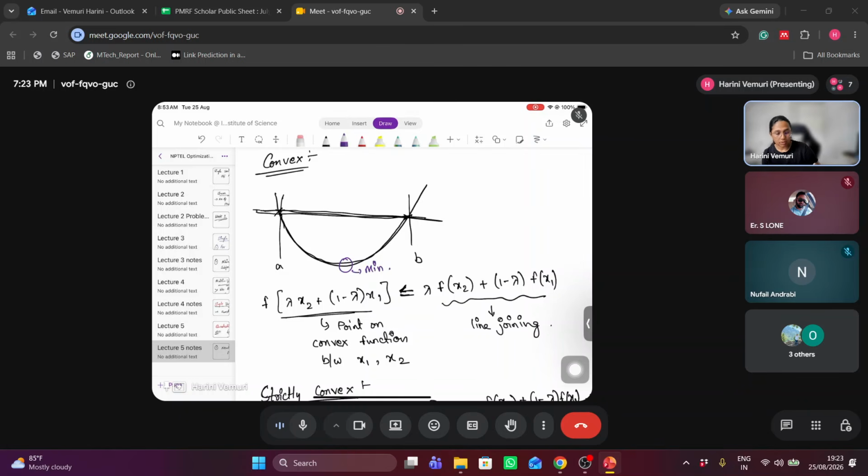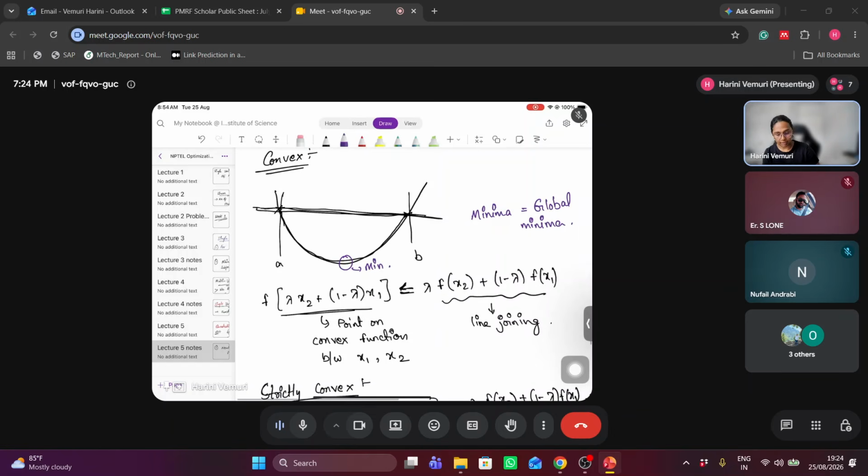And if we know that it is a convex function in the range a to b, or x1, x2, then whatever minima we have will be the global minima. If it is convex in a particular range of x-axis values, a to b, like here I have shown, the minima that exists will be the global minima in that particular range.